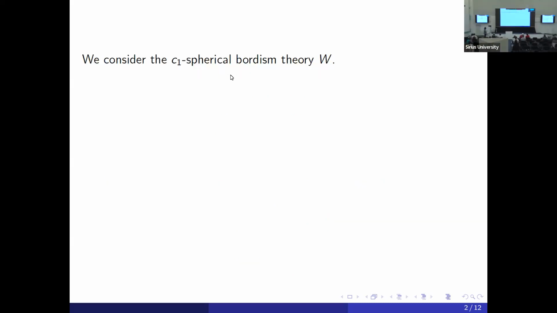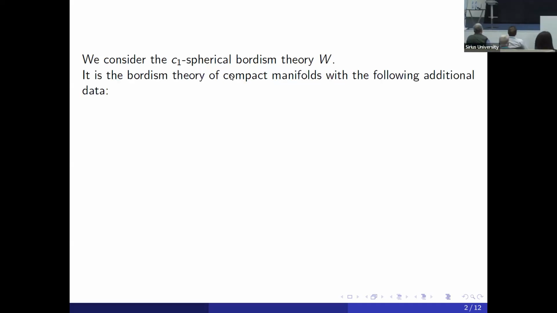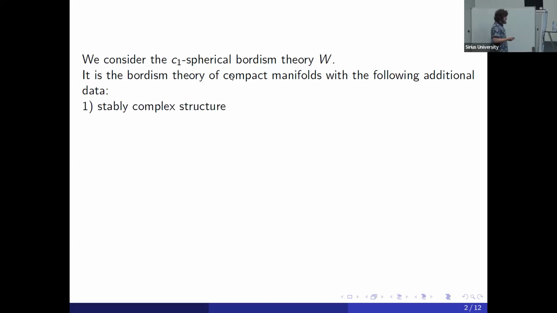We will talk about c₁-spherical bordism theory. And what is it? It's bordism theory based on compact manifolds with some additional structure. This structure consists of a stably complex structure, that is, a complex structure on the stably tangent bundle. That is, we have a tangent bundle plus a trivial bundle, and we have a complex structure on this bundle.